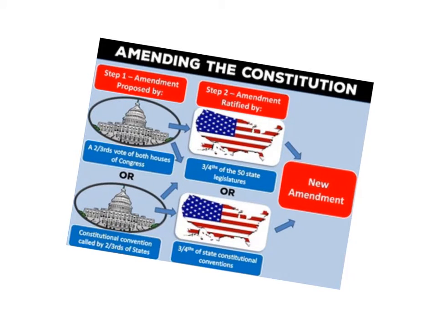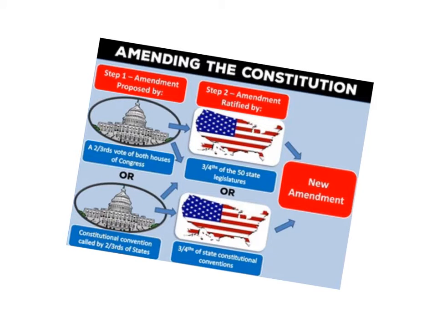So you're going to notice on the left we have step 1, blank or blank, and step 2, blank or blank. So that's just what I'm going to read through right now. Step 1, we have to have 2/3 of both the houses of Congress agree we need the Constitution. So 2/3 of the Senate and 2/3 of the House of Representatives. Or, and the more rare situation, a constitutional convention can be called by 2/3 of all 50 states.